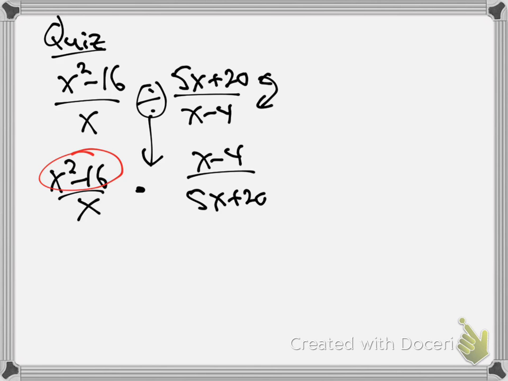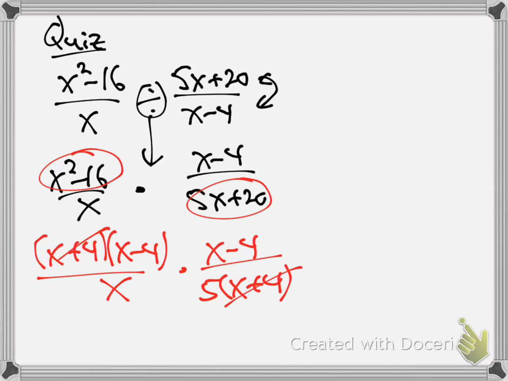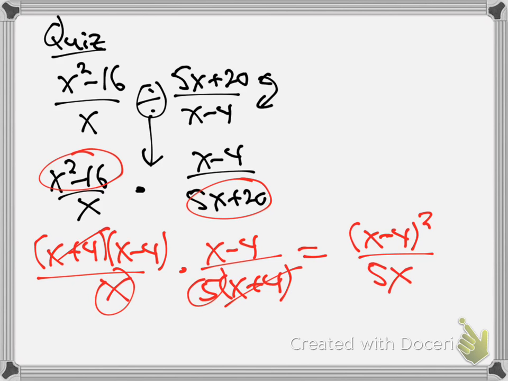Then we've got to factor, right? And you guys know, how do you factor x squared minus 16? X plus 4, x minus 4. And then how do you factor 5x plus 20? Take out a 5. Then you can cross-cancel. Remember cross-canceling? So what are you left with? X minus 4 squared on the top, because there's two of them, over 5 and x, 5x on the bottom. That was answer C.